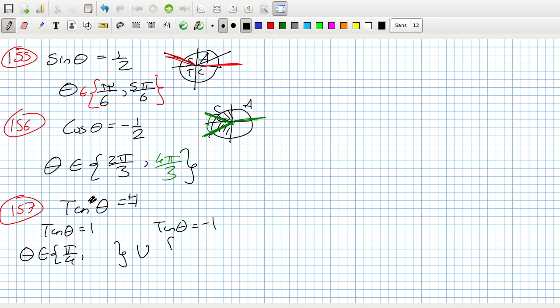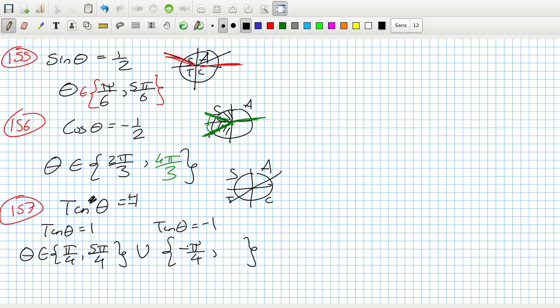And then here, tan inverse of minus 1 is minus 45 degrees. Now we'll fix that up in a moment, because what's going to happen here, the answer for tan is exactly opposite the positive answer. So if you just add pi here, you get 5 pi over 4. And you can test it out again. Tan of 5 pi over 4 is 1.